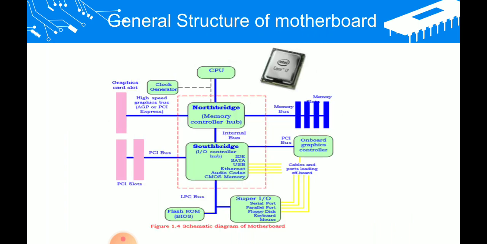Here you can see the schematic diagram of the motherboard. You can see the processor or CPU, north bridge, south bridge, memory bus, PCI bus, LPC bus, internal bus, and you can also see flash ROM, that is BIOS, and Super I/O, that is super input output. It includes various ports and the keyboard, mouse, etc. And you can see the memory slots, graphic card slots, PCI slots, clock generator, and high speed graphics bus. So all these things you can see.